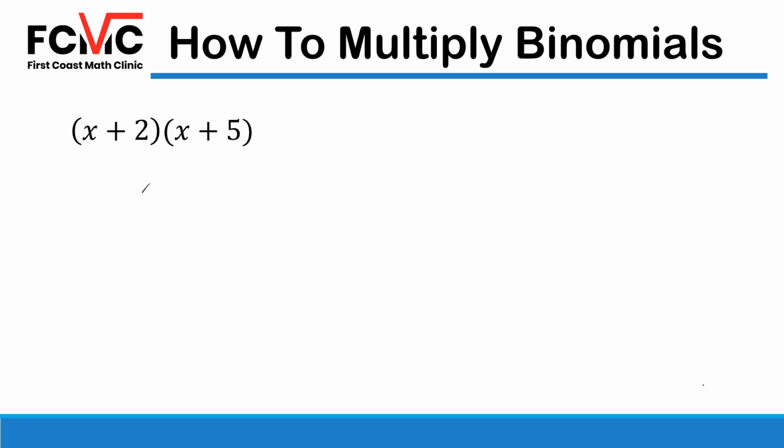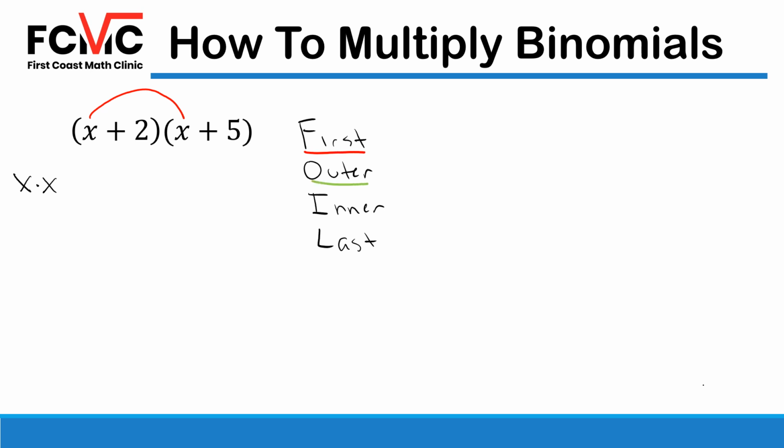All right, so of the two methods, the first method that we're going to go over is known as FOIL. And FOIL stands for first, outer, inner, last. And that's the order in which we're going to multiply our binomials. So starting with first. So the first set of values in each set of parentheses. So it's going to be the x and x. So x times x.